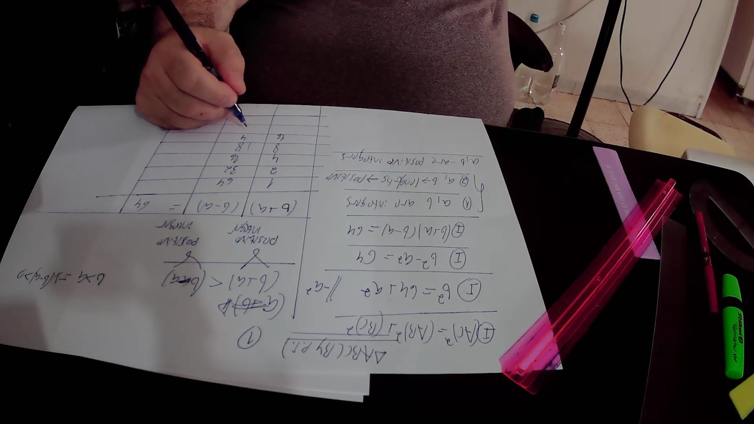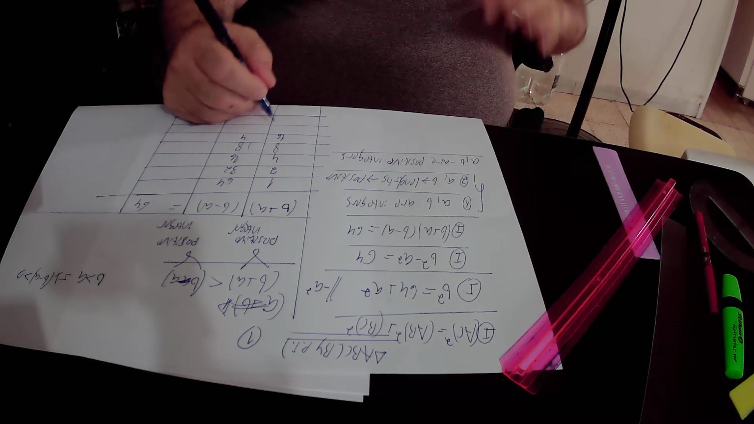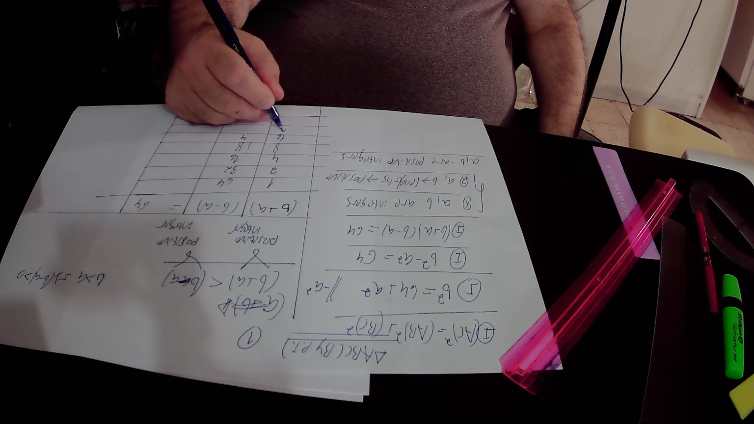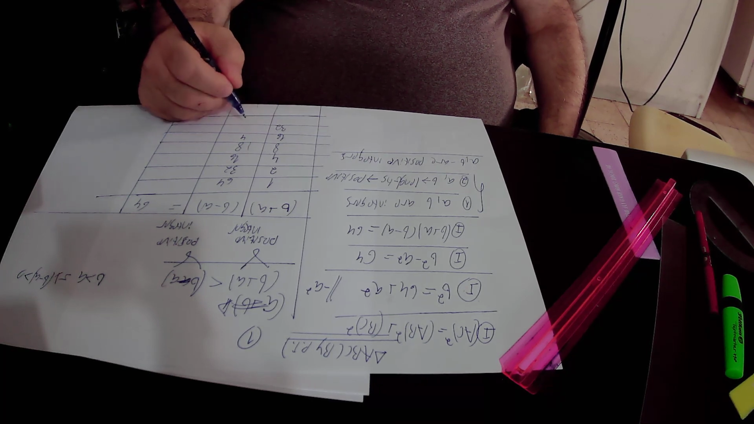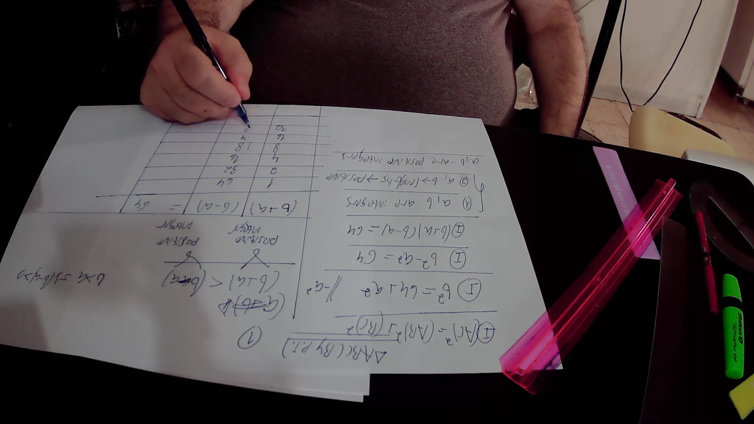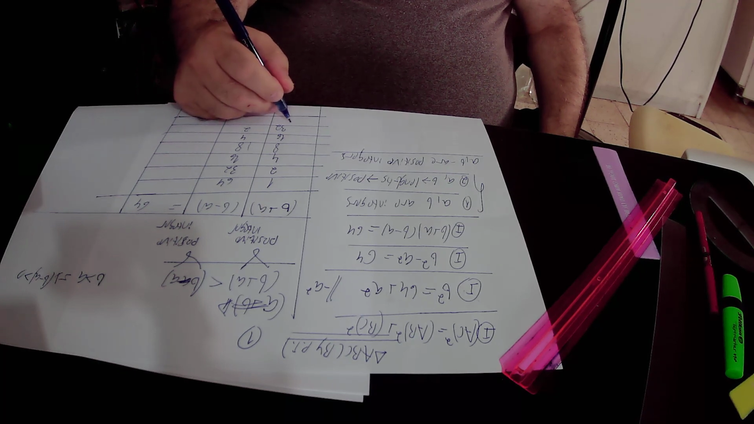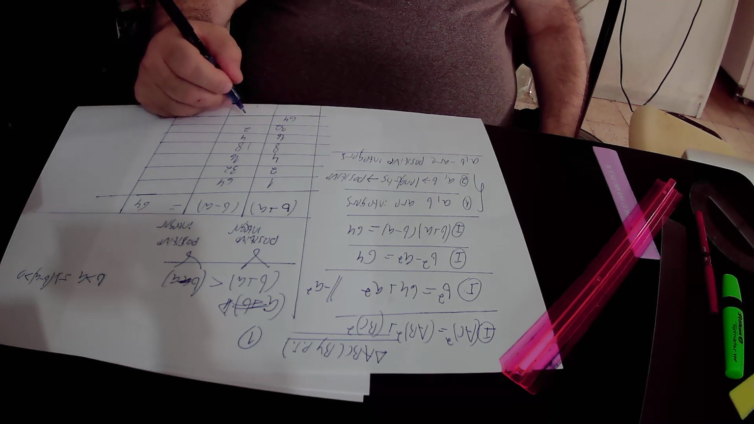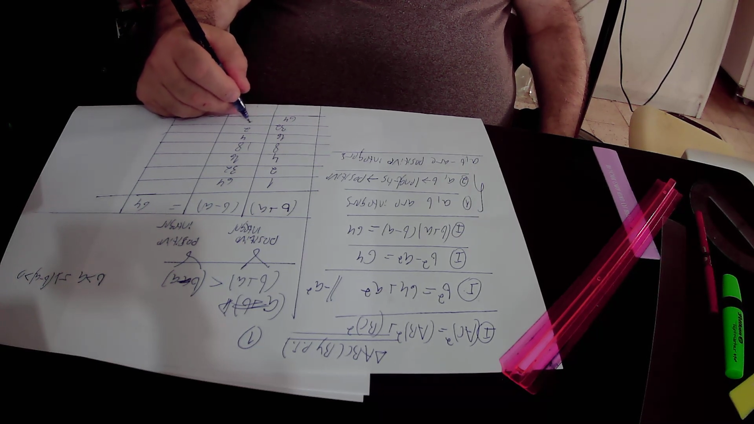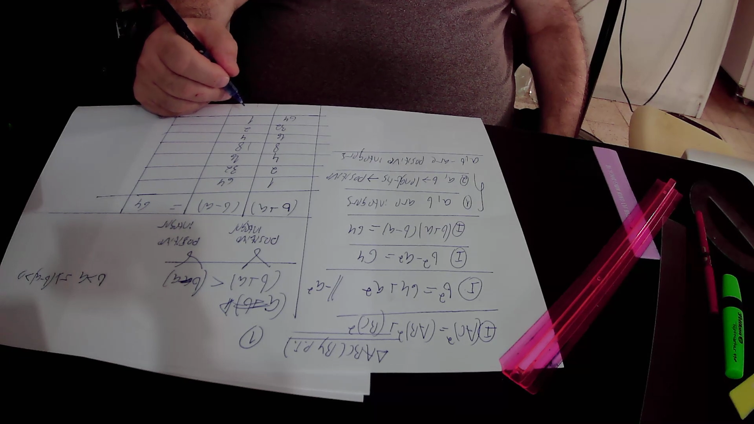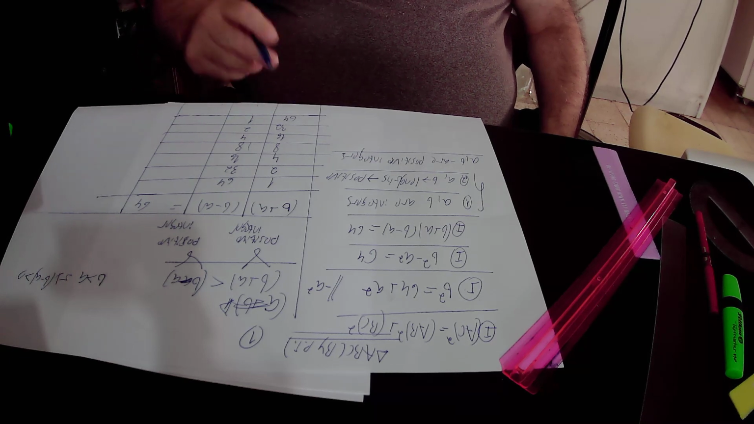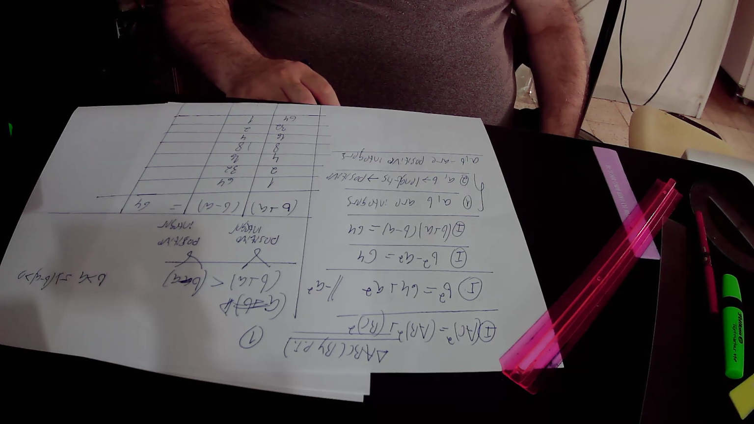Then we have the possibility that b plus a is 32, b minus a is 2, and 32 times 2 is 64. And the last possibility is that b plus a is 64 and b minus a is 1, and 64 times 1 is also 64. So we have here 7 possibilities for the solution of the problem.